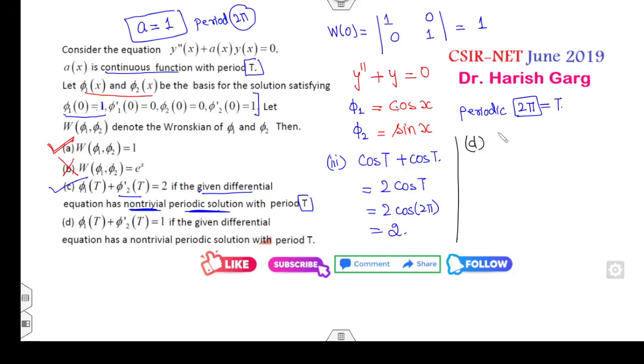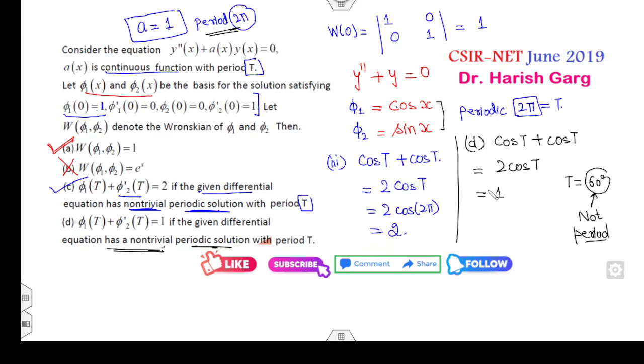D option: phi 1 t cos of t plus phi 2 dash cos of t again, so it is cos of t. Can it be 1? It is 1 only when this number will be half, and half occurs only at 60 degrees, but 60 degrees is not the period. For one constant function the period is 60 pi by 3, but for sin x and cos x there is no such period, right? The period should be of the non-trivial solution. So that means this can never be 1. So D option is cancelled. A and C are the right answers.